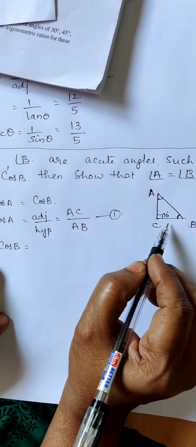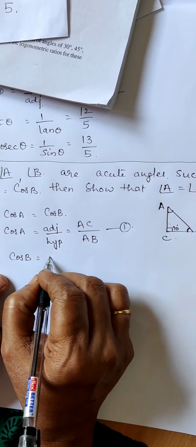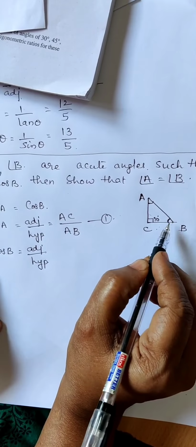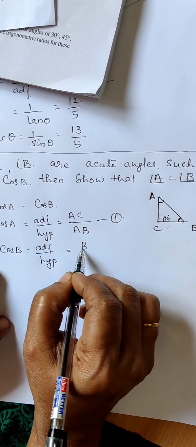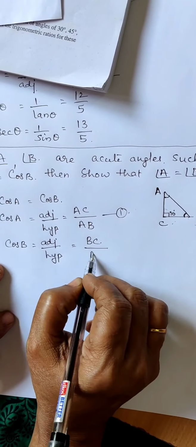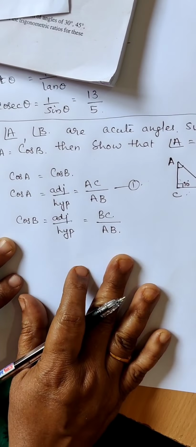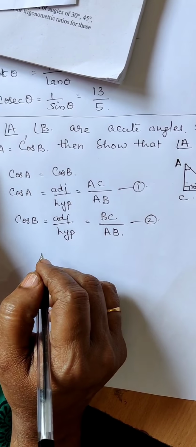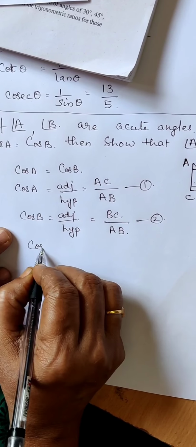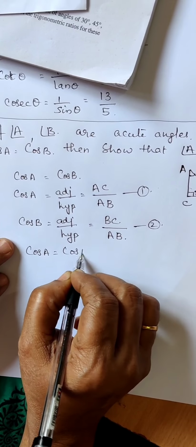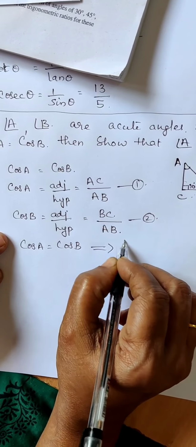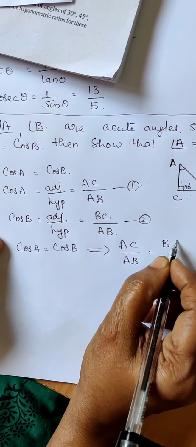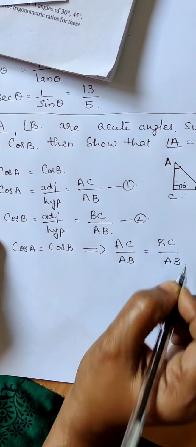So what? Cos B means adjacent by hypotenuse. What is adjacent to B? BC. BC by AB, so this is cos B. Let this be the second equation. Now what is given to you in the condition? Cos A is equal to cos B. So this implies AC by AB is equal to BC by AB.